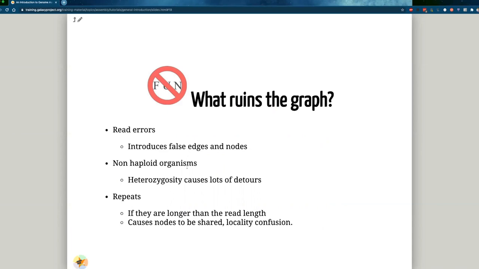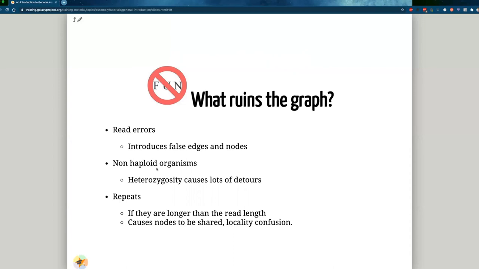Non-haploid organisms. So polyploid organisms like humans, who are diploid, have this thing called heterozygosity, where one version of a chromosome might be slightly different to the other version of the chromosome. And so these can cause detours in our assembly graph, where we can have two possible paths through our graph. This makes it very, very difficult. How do we choose which one to go down? And how do we know that one isn't just an error, or it's real? There are so many things we need to think about.